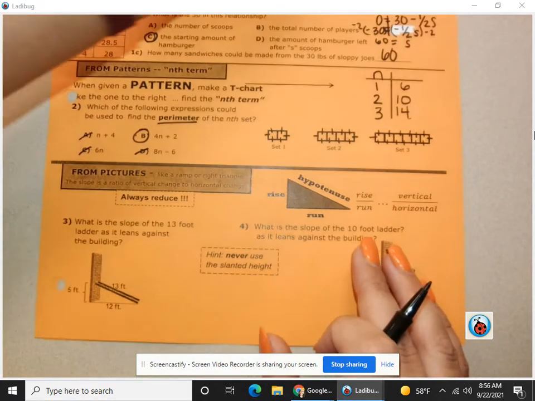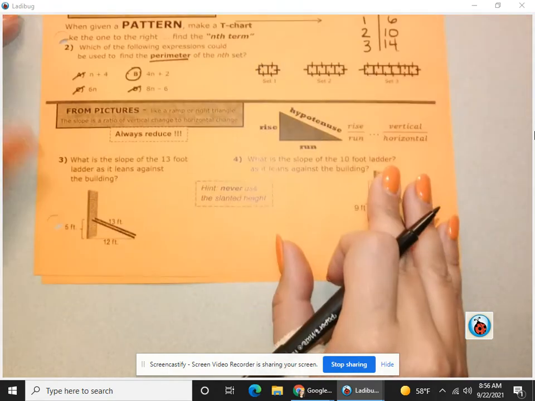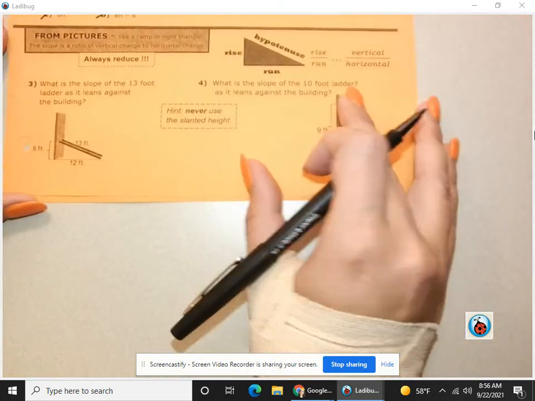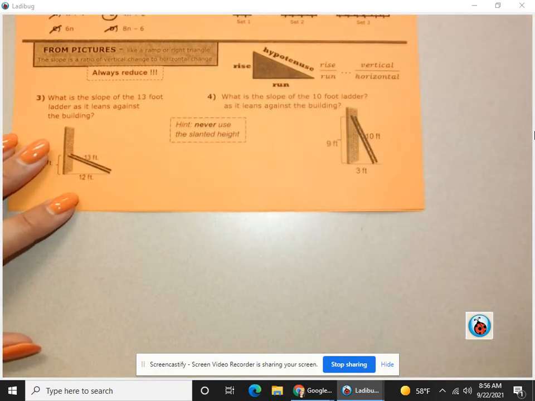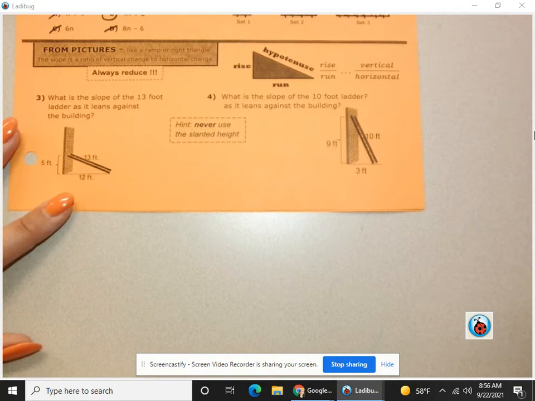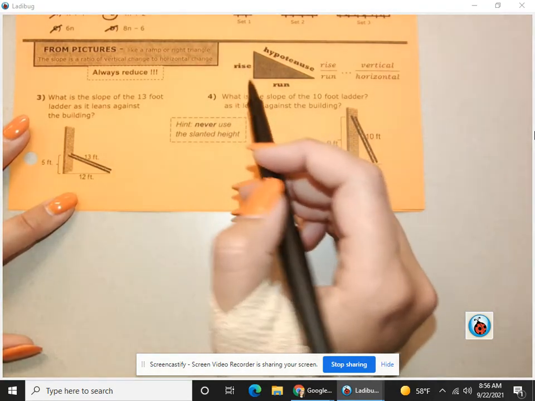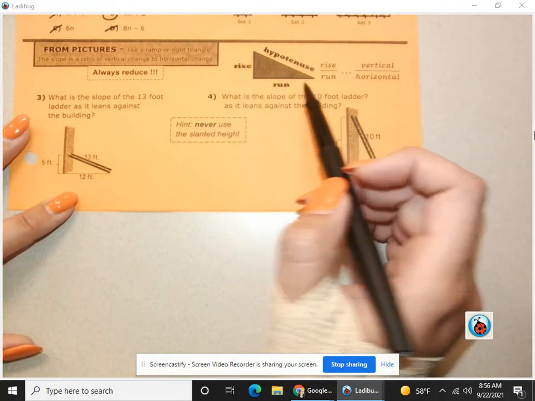Okay, problem number 3, from pictures. So pictures like a ramp or right triangle, the slope is the rate of vertical change to horizontal change. So you know your rise and your run and hypotenuse.